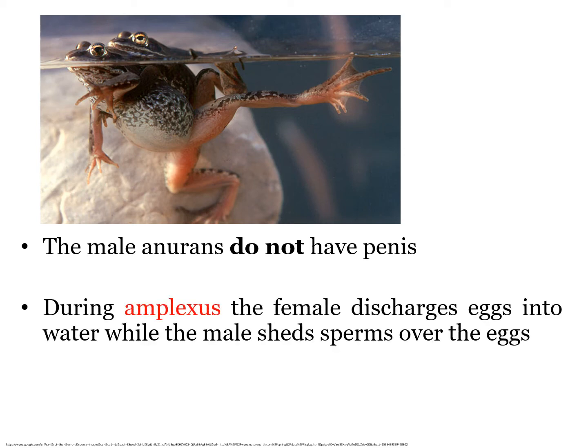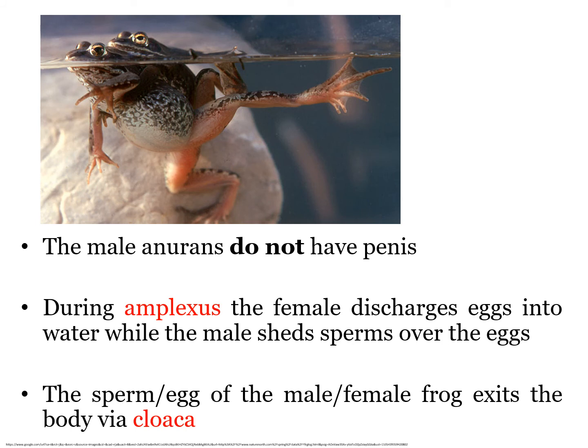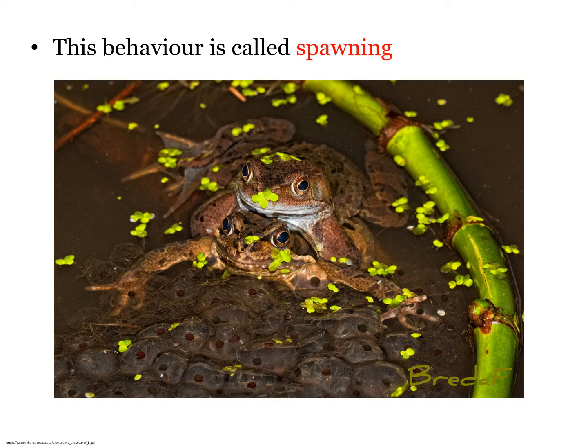So, during the amplexus, as both male and female frogs are in their mating position, they will discharge the eggs and sperms into the water through their cloaca. This behavior is called spawning, where a large amount of eggs and sperms are released. Remember, one of the characteristics of animals with external fertilization is that it produces a large number of gametes. It's only natural as it takes place outside, and in order to increase the possibility of fertilization, the gametes produced need to be abundant.